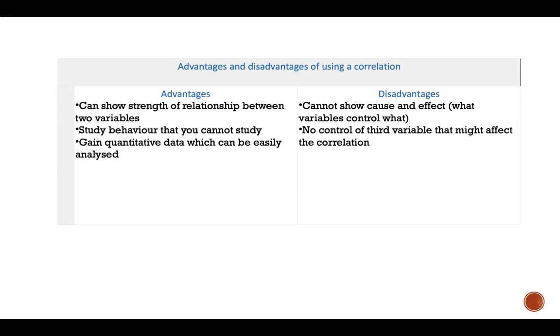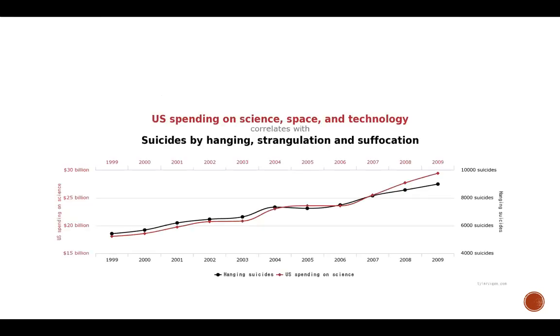Also, when we study two variables, it is not always clear which is the main variable and which is the other. There is no control on a third variable that might affect the correlation, like we discussed in the earlier example. This is just another example. When we look at these two trends, we can see they follow the same trend: US spending on science, space and technology, and suicides by hanging, strangulation and suffocation.